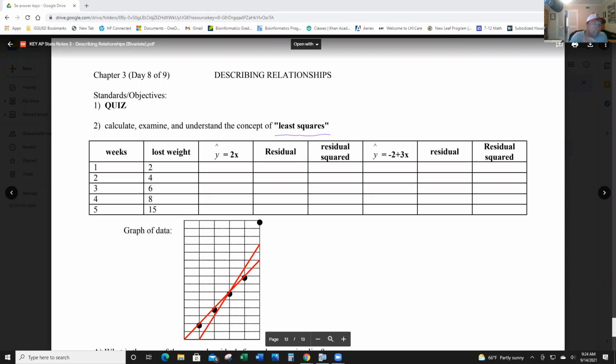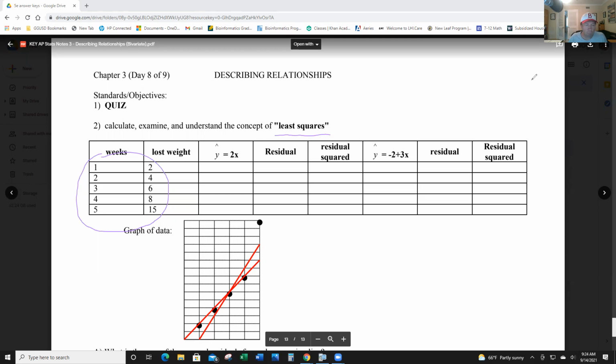Okay. So what I got is some real common sense data. Weeks you're on a diet and weight loss. So let's say this is one person. The first week, they've lost 2 pounds. By the end of the second week, they've lost a total of 4. By the third week, they've lost a total of 6. By the fourth week, they've lost a total of 8. And by the fifth week, they've lost a total of 15.